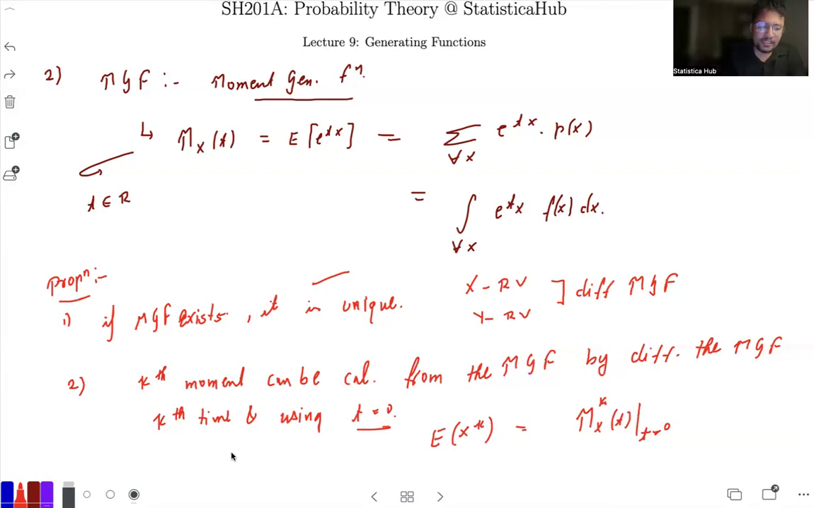We have the third property. If you keep t to be 0, then M_X at the value 0 will come out to be 1. How does this come out? The same rule follows. You have the summation over all values of x of e raised to the power 0x times the probability function of x. e raised to the power 0 is 1, and the summation of probability is 1. So you have to memorize these properties of the MGF.